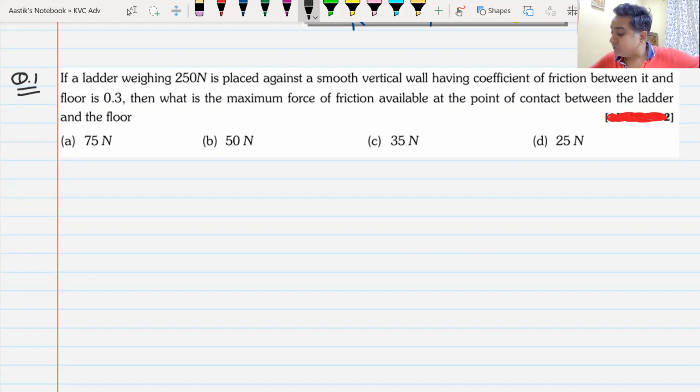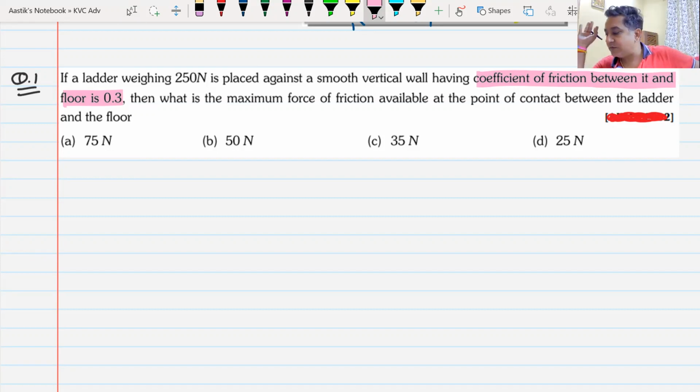Now, sometimes it is only given that the coefficient of friction is 0.3. It is not said whether it is mu s or mu k. So what you should do is, if it is moving, you can take it as mu k. If it is not moving, you can take it as mu s. Do we understand this? Normally, both mu k and mu s should be given to you, but to confuse you, they will not tell you whether it is mu s or mu k.